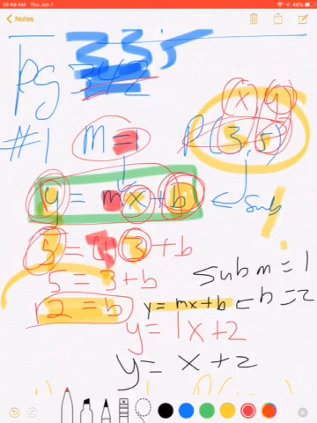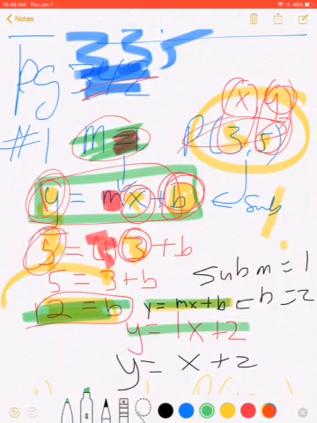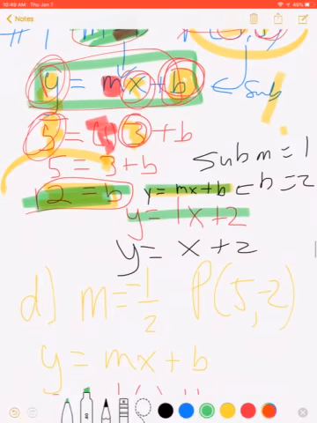Isolate for b and get 2 for b, and then when you're done that, you're ready to give a final answer. b is 2. You were told m was 1 off the bat, and then you sub those into the equation y equals mx plus b, and you get y equals 1x plus 2, which can be simplified as y equals x plus 2. Not necessary, but it can be.